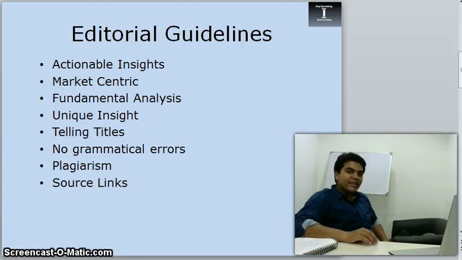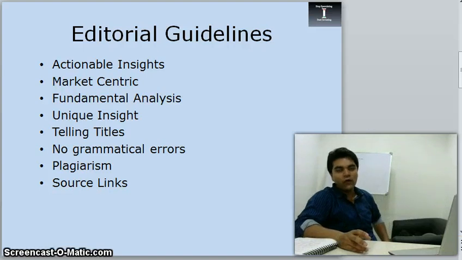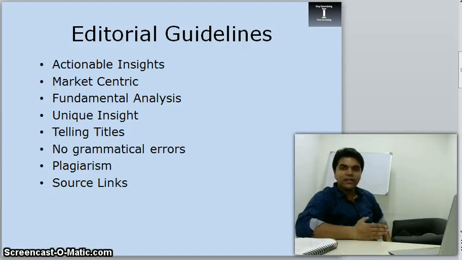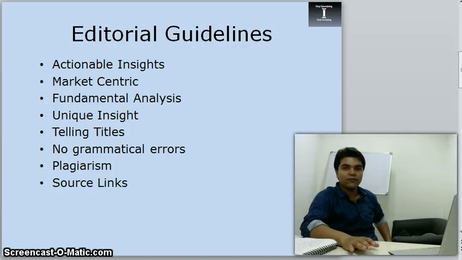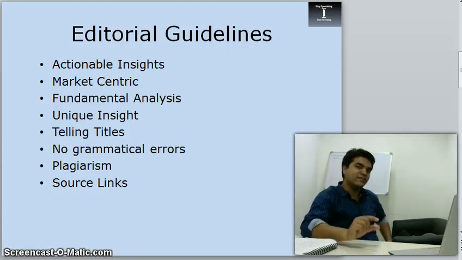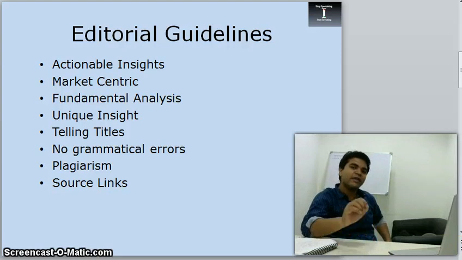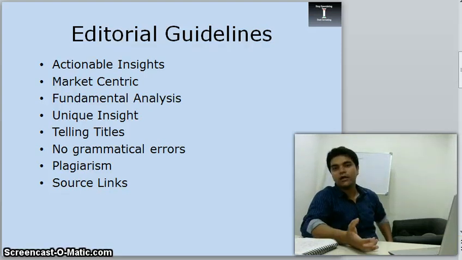Fifth thing is telling titles. Avoid using bombastic titles. Avoid using "this company will destroy Apple." Right? We don't want that stuff. Your title should be succinct and it should aptly give out the theme of your article.